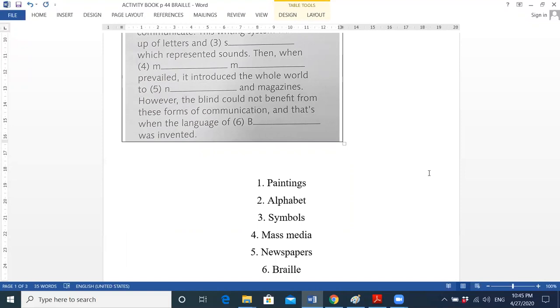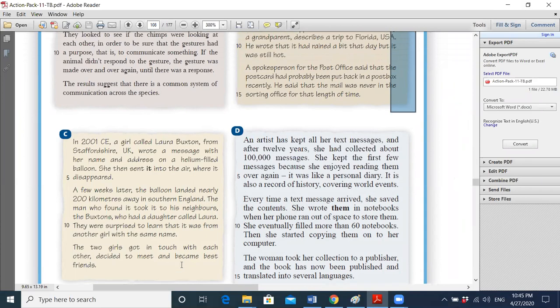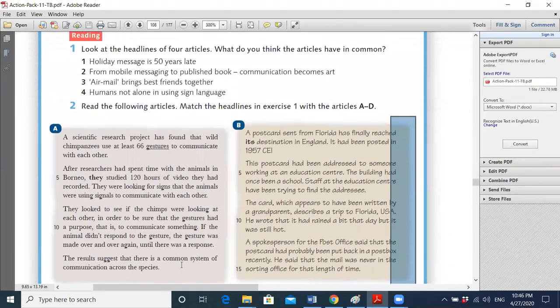We stop here with the activity book and we go back to our student book to read the last text that we have for this course. And if you go to page 68, please, page 68 in your student book, we have 3 paragraphs. Let's read the introduction first.